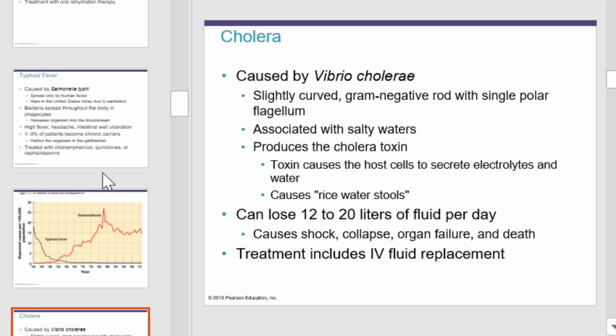Cholera. Cholera is caused by Vibrio cholerae, which is a slightly curved gram-negative rod with a single polar flagellum. It's associated with salty waters and produces the cholera toxin. The toxin causes the host cells to secrete electrolytes and water and causes rice water stools. You can lose 12 to 20 liters of fluid per day through rice water stools, which can lead to shock, collapse, organ failure, and death. Treatment includes IV fluid replacement.